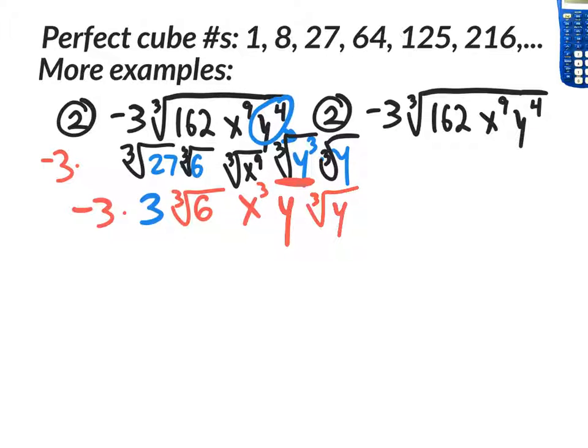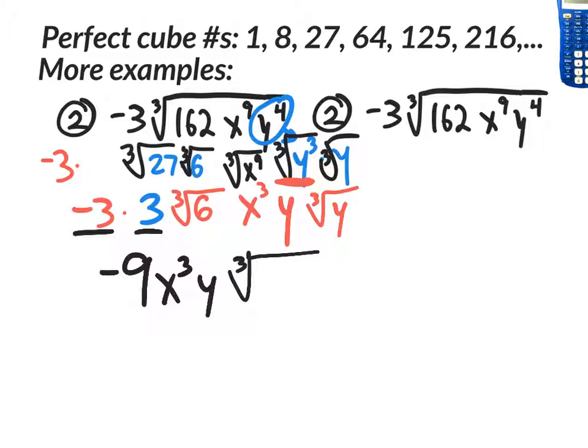So there's our answer. All we need to do is simplify and organize it. So my answer will be -3 times 3. That is a -9. And then I'm going to put all the nice values that are outside the radical right next to it. -9 x to the 3rd, y. And then I'm going to put the leftover radicals together underneath one common radical. So I'm going to put the 3rd root of 6y.